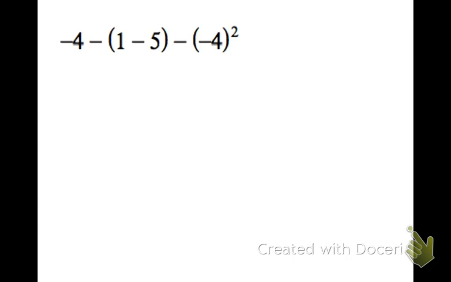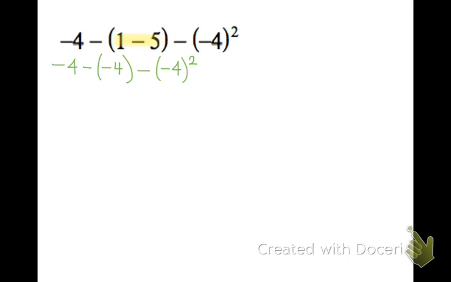Here's an example with yet even more stuff, and there's something really important that I want to point out about this one. So, parentheses first. I do have stuff inside grouping symbols, so that's where I'm going to start. Nothing else is changing. 1 minus 5 is negative 4 minus negative 4 squared.